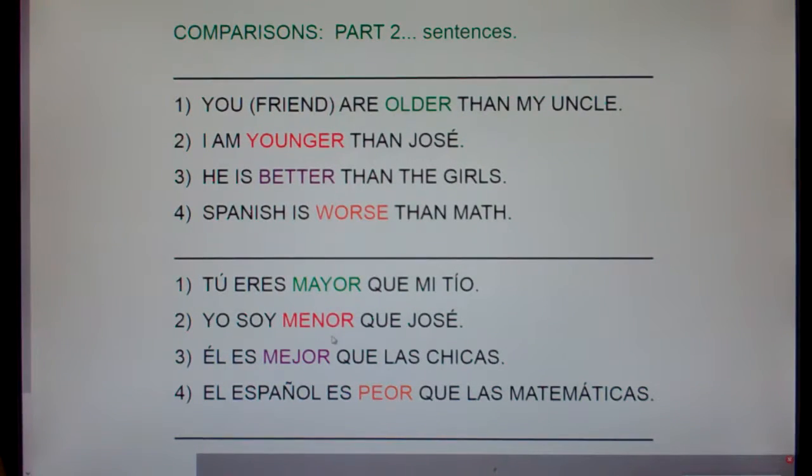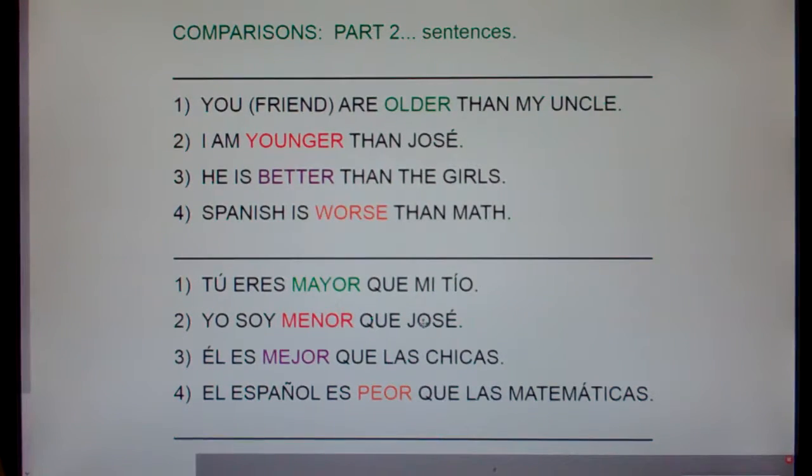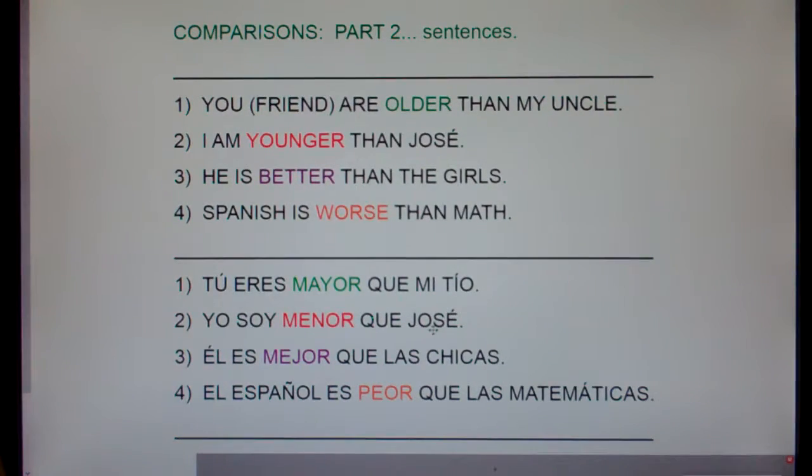All right, I am younger than José. How are we going to remember that menor is younger? Well, a minor is someone who's younger than 21. So menor is younger. Okay, so I am younger than José. And notice, you expect in Spanish to stress the next to last vowel. Okay, but this accent mark says, hey, don't say José, don't stress the next to last vowel, stress me, say José.